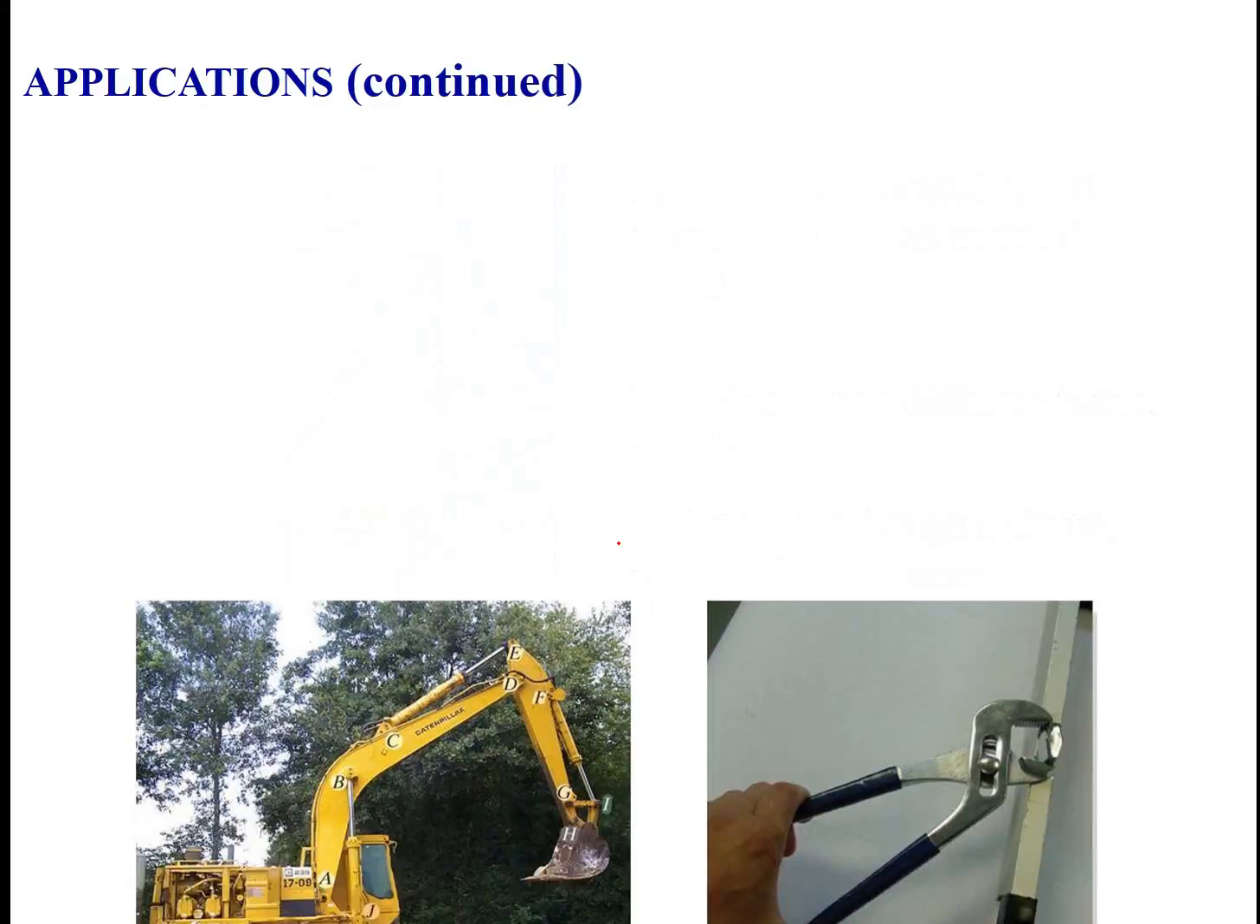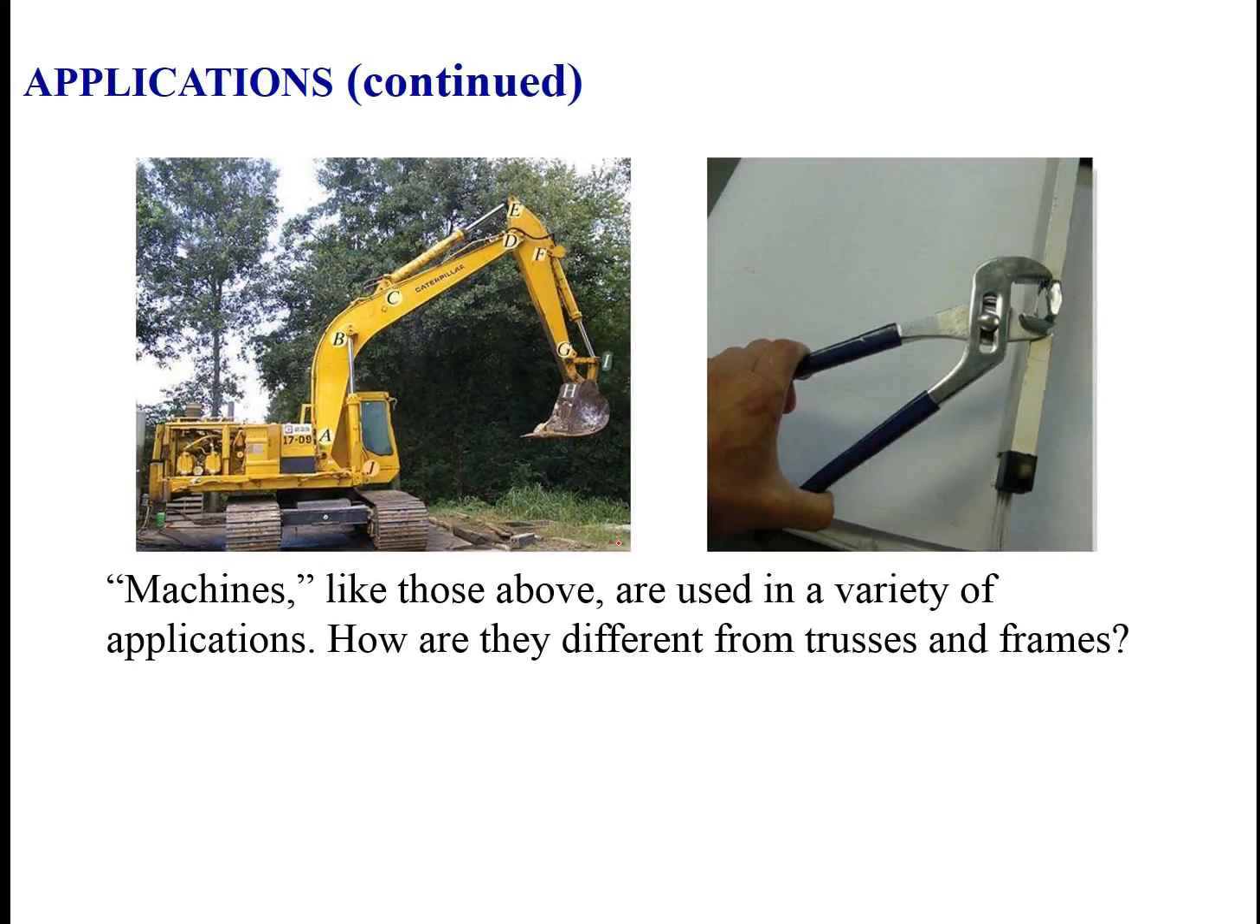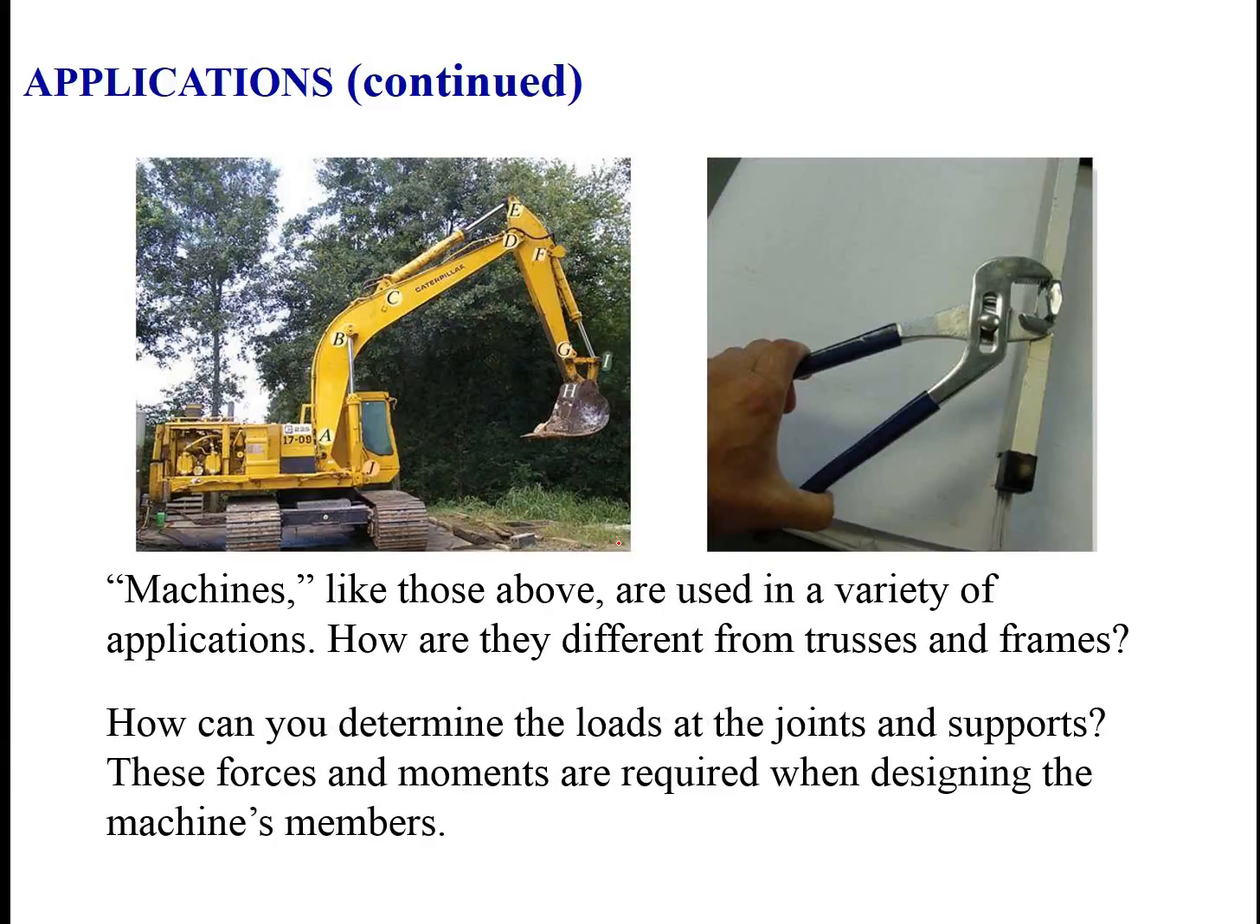Some other applications that you might see. A machine, these are very simple machines, but machines like those above are used in a variety of applications. How are they different from trusses and frames? What do you guys think? Think about it. The answer here, and the question we might ask ourselves, is how can we determine the loads at the joints and the supports? The forces and moments are required when designing the machine's members. So these are the things we're trying to figure out.